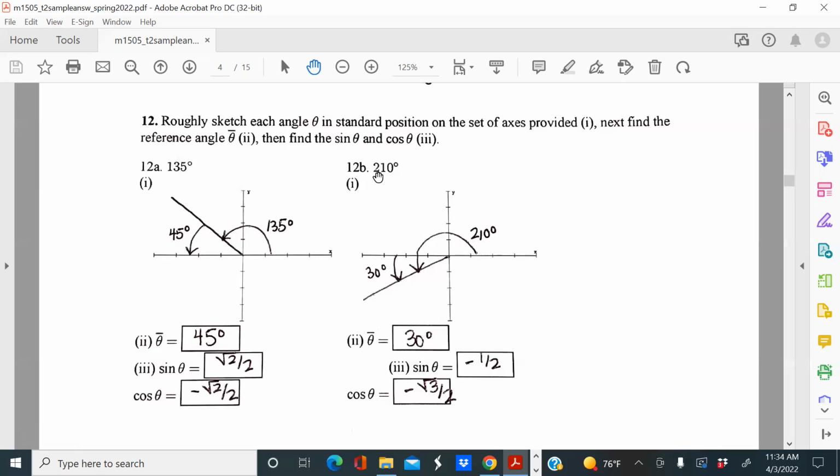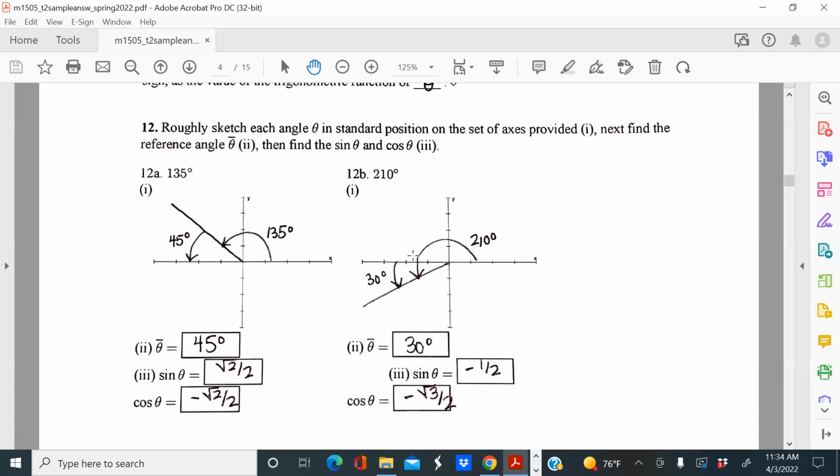All right, let's try another one. So let's try 210 degrees. So if you draw 210 degrees, here's 210. So that's positive. So we draw in the counterclockwise direction again, right? And that's slightly bigger than 180. So we go slightly past the x-axis here, right? When we're drawing this 210 degree angle, it runs a little bit into the third quadrant.